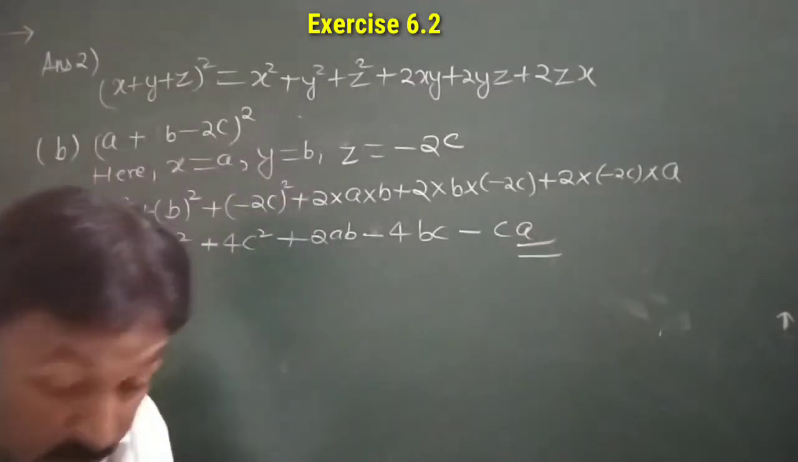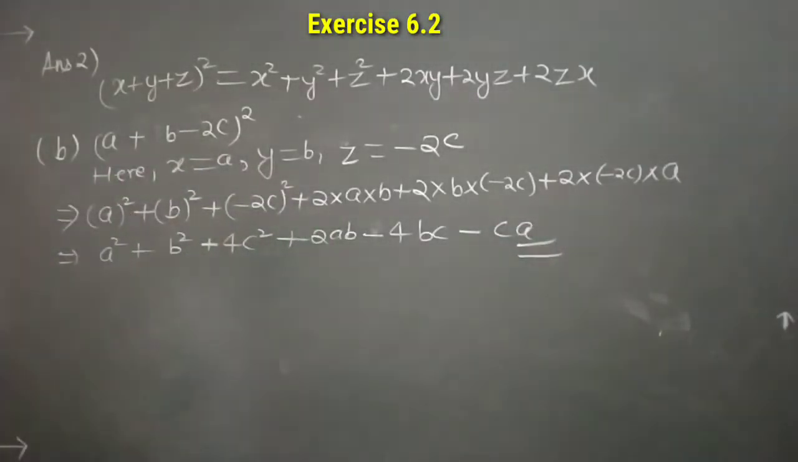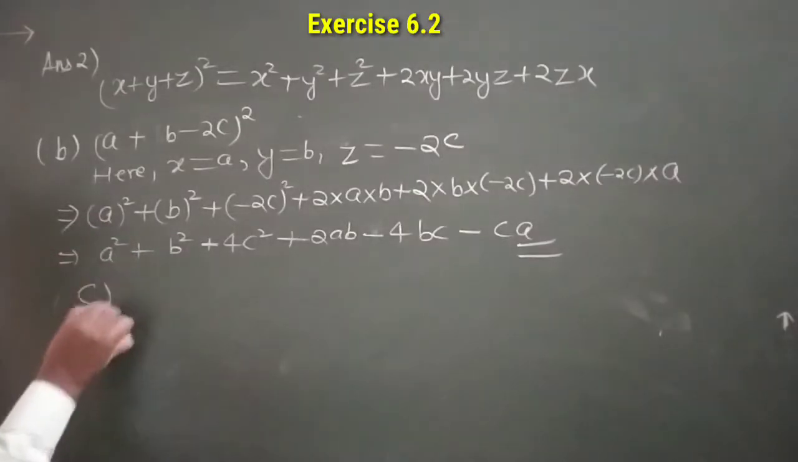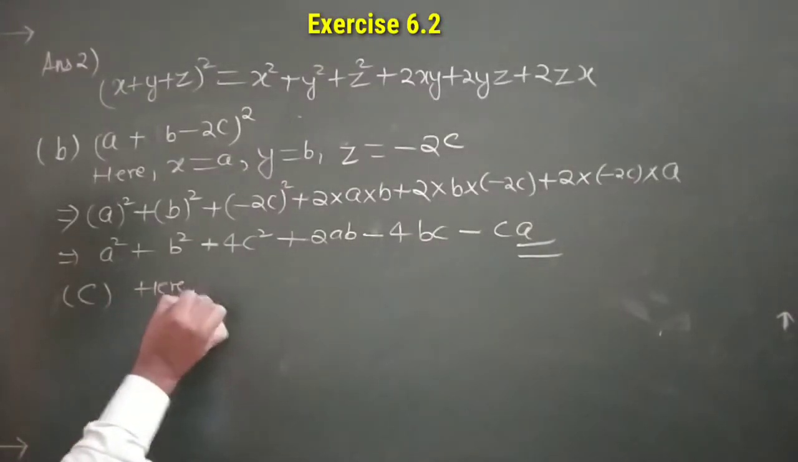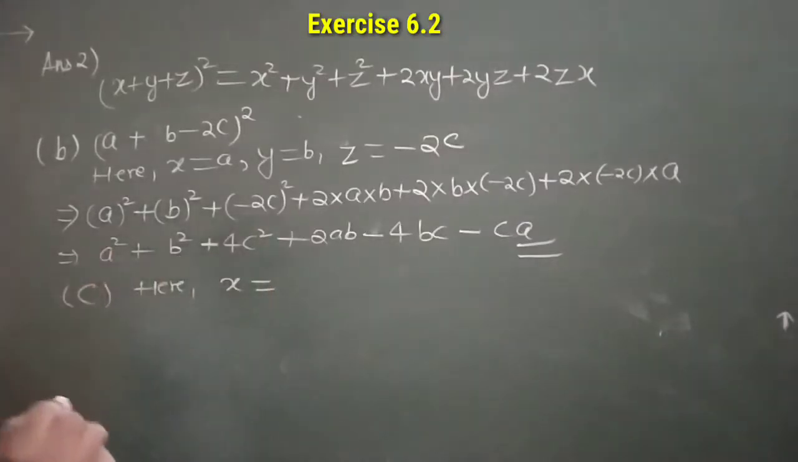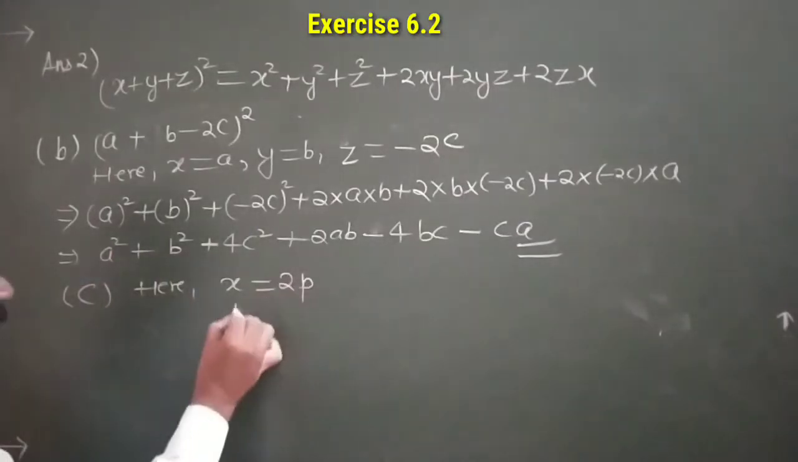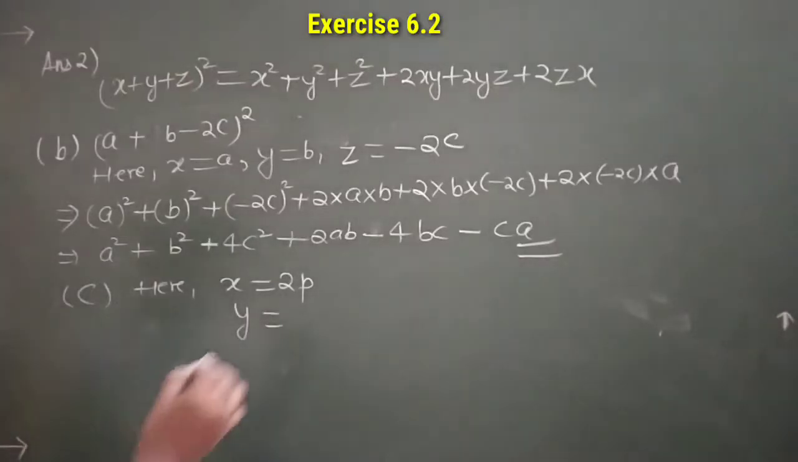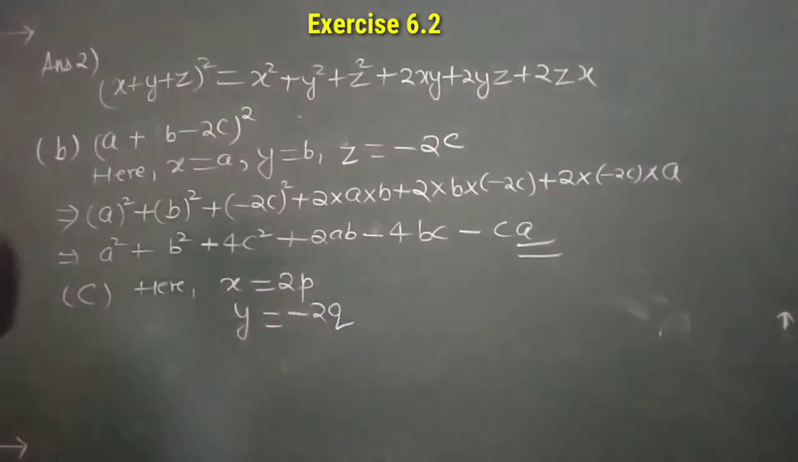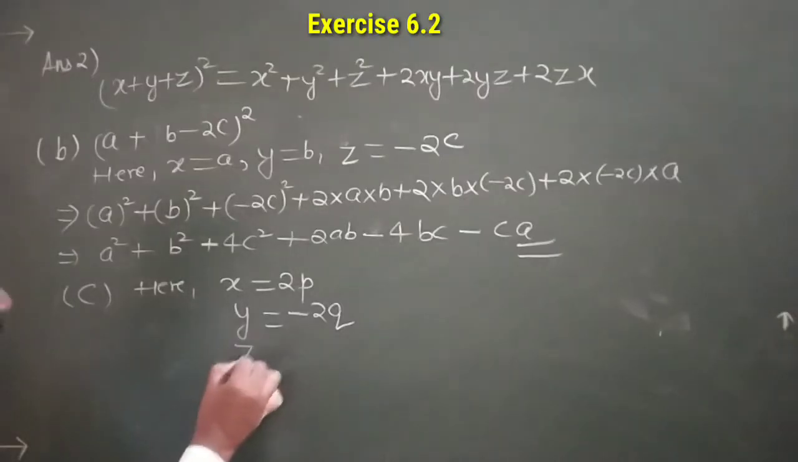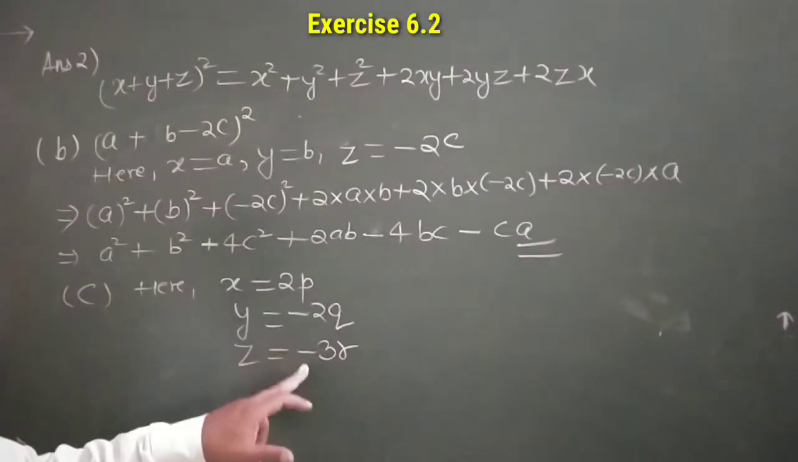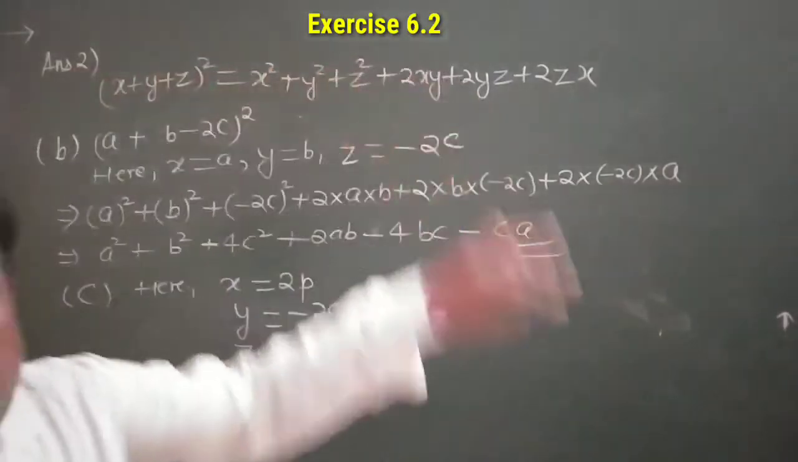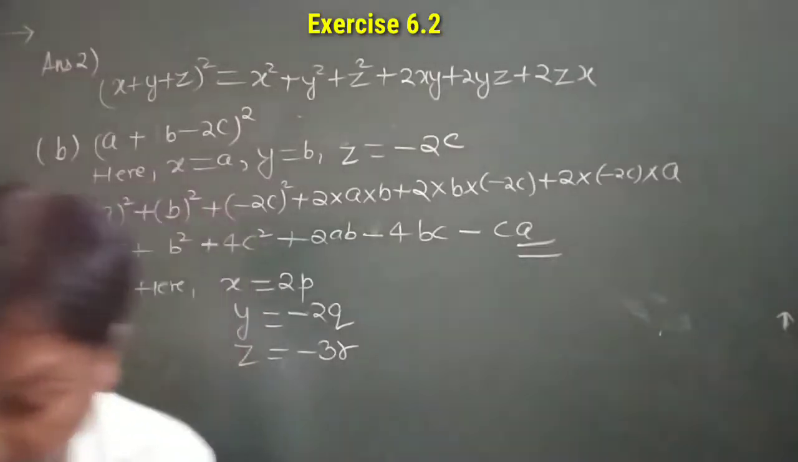In the same way you have to do part C also. In part C I will just give you the hint. You can write the formula in x, y, z. The value of x in part C is 2p, the value of y is minus 2q, and the value of z is minus 3r. So you have to take the values according to their sign and substitute in this formula. You will get your answer. Note it.